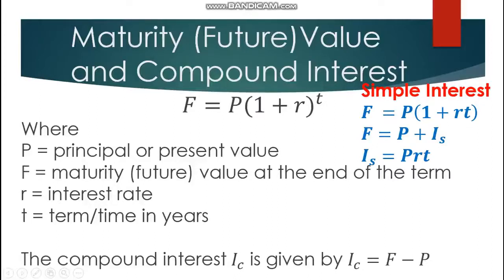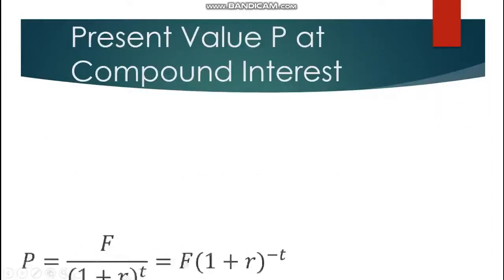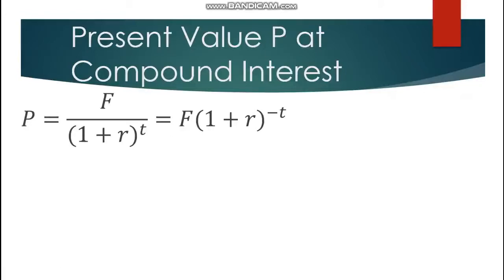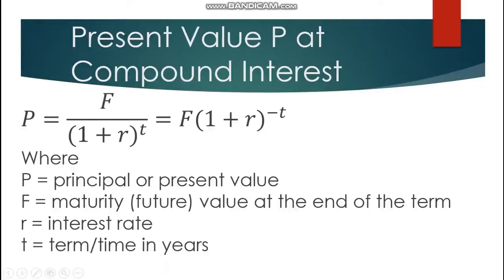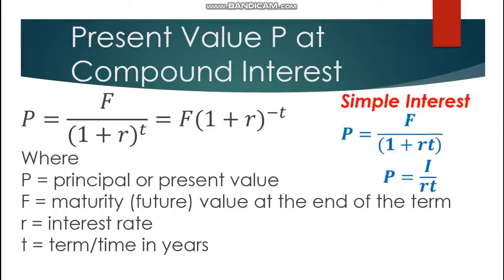Okay? Now, for the present value of money, or P, gagamitin natin formula is P equals F all over quantity 1 plus R raised to T, or F quantity 1 plus R raised to the negative T. Using law of exponent, kaya naging negative siya. Itinaas lang. P is the principal, F maturity value, R interest rate, and T term or time in years. Sa simple interest, for the present value, we have P equals F over 1 plus R times T. Or P equals I over RT, kung natatandaan niyo pa.